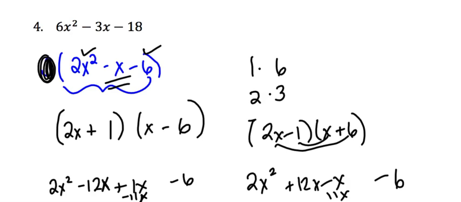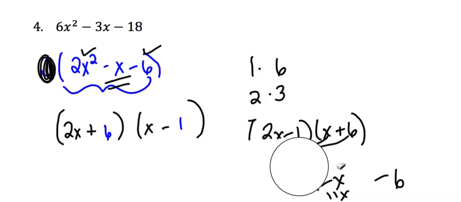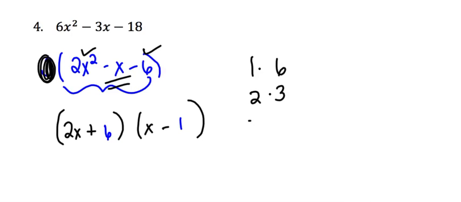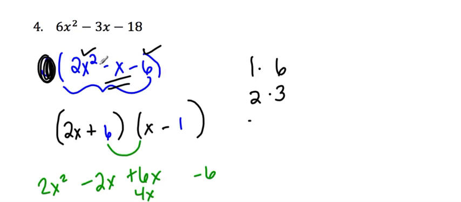So what I could try is to switch these and say a 6 here and a 1 here. Let's see if that works. 2x times x would give me 2x squared. 6 times negative 1 will give me negative 6. So it works for the first and the last terms. Now check the outer and the inner. The outer would be negative 2x, and the inner would be 6x, which would give me a total of 4x. So 4x is not what I need. I need a negative x. I could change these signs, but the only thing that will do is change that to a negative 4. So 1 and 6 does not work.